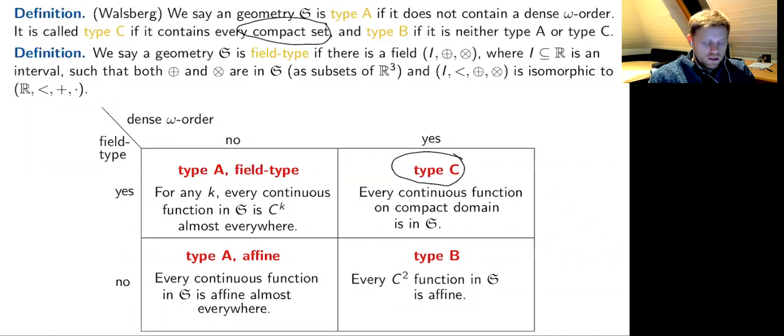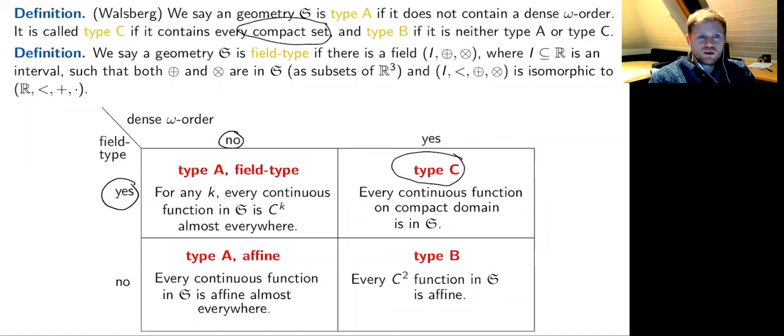But if you don't define the dense omega order, and you are field type, then as I pointed out in the previous slide, you have this strong Baire category theorem. And with that, you can get to work. With that, you can really start talking about getting results from o-minimality, or some generalization of results from o-minimality that holds in this larger context.